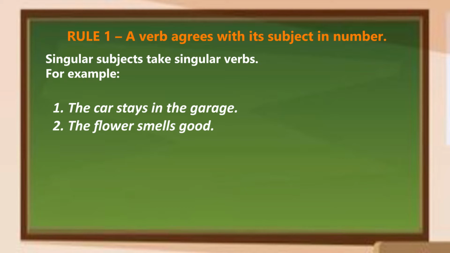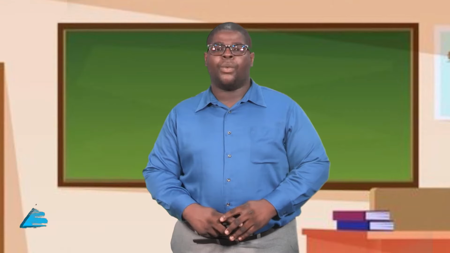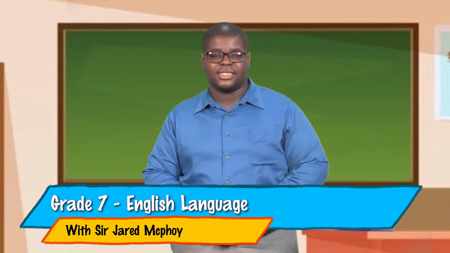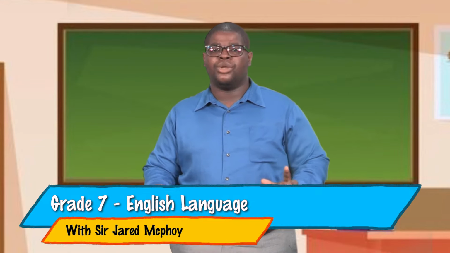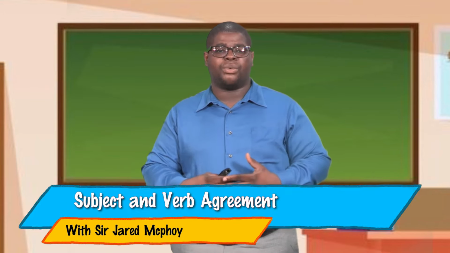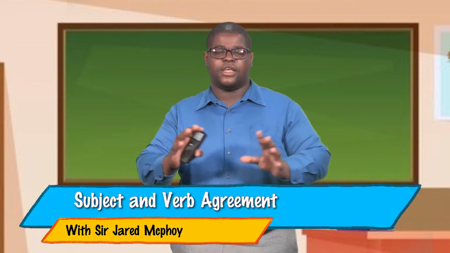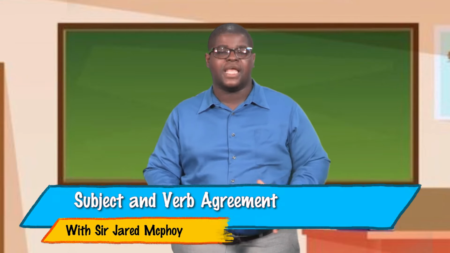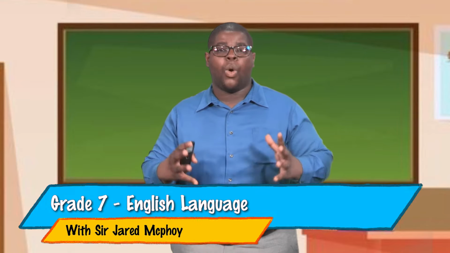Now let's look at the example. The car stays in the garage. We have the subject car. We have the verb stays. Now when we're looking at subject and verb agreement, the verb that ends with an S is singular. I know you're probably asking yourself, how is that possible? In subject and verb agreement, something different happens with singular verbs. They end with S, only when we're looking at subject and verb agreement.